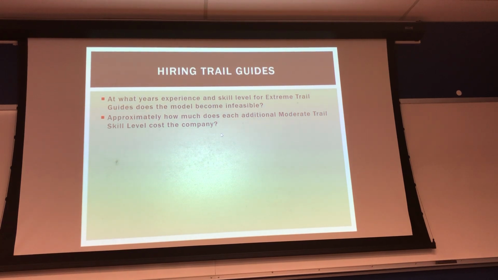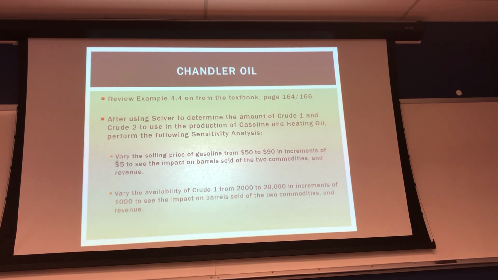Then we'll answer the next one, approximately how much does each additional moderate trail skill level cost the company? Okay, we'll answer that. After we're done with that, we'll go to one that's a lot more traditional, conventional looking, and it is a textbook example. So all the information is in the textbook that you'll see on the worksheet in a minute. But it's example 4.4 regardless of which edition you have, but it might be on a different page in the different editions. But either way, it's example 4.4.